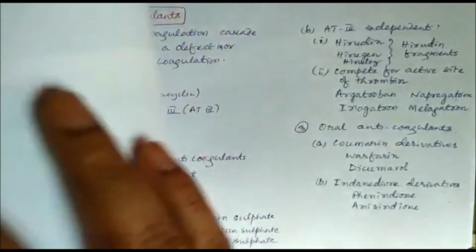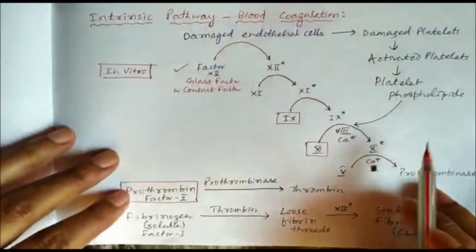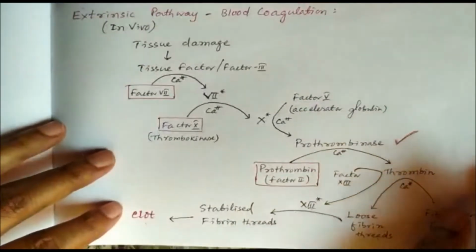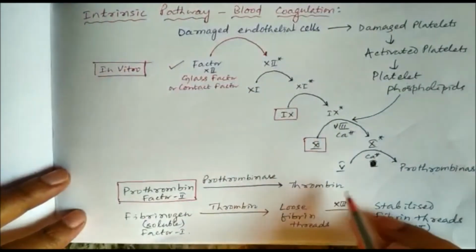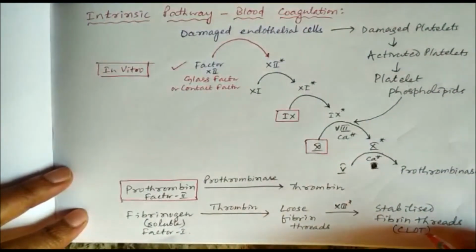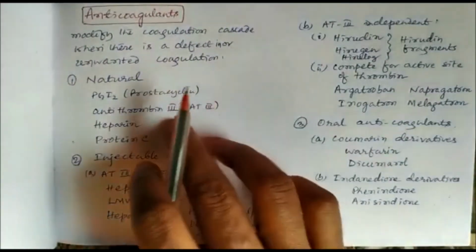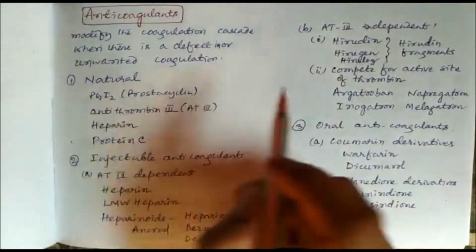Blood coagulation occurs in three steps. Step one is prothrombinase formation, which differs in the intrinsic pathway and extrinsic pathway. After prothrombinase formation, the second step is formation of thrombin. The third step is formation of clot from the fibrinogen. So anticoagulants will modify this coagulation cascade.